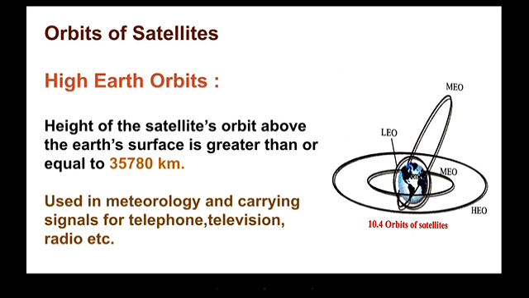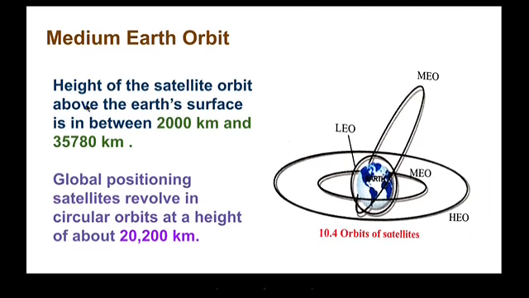Since these satellites are stationary with reference to the Earth, they can observe a specific portion of the Earth continuously. Therefore, they are used in applications like meteorology and for carrying signals for telephone, television, radio, etc. Medium Earth orbits. If the height of the satellite orbit above the Earth's surface is between 2000 kilometers and 35,780 kilometers, the orbits are called medium Earth orbits.